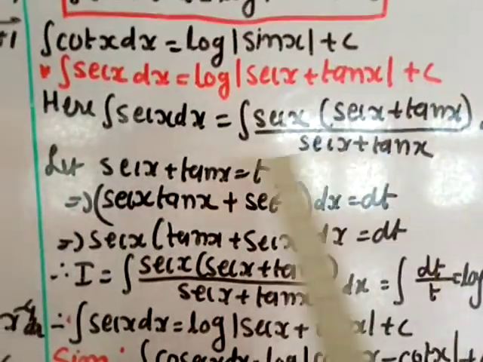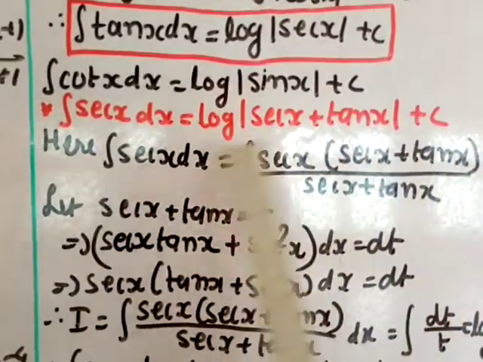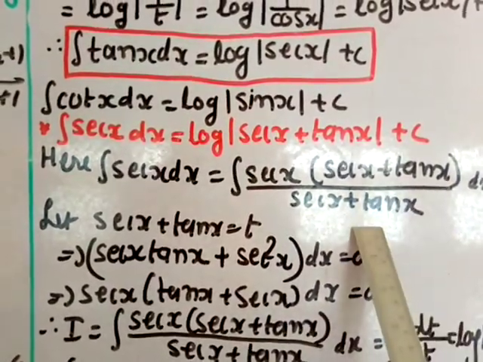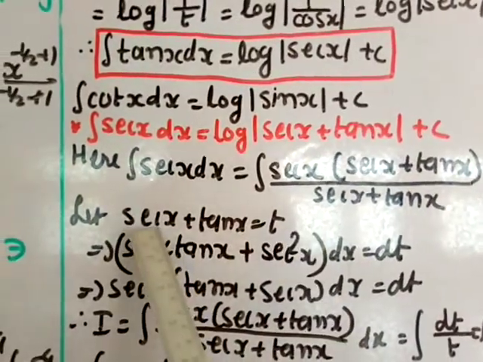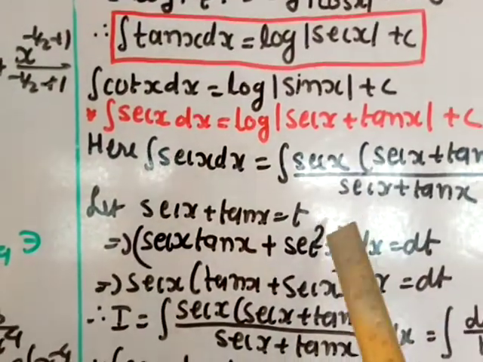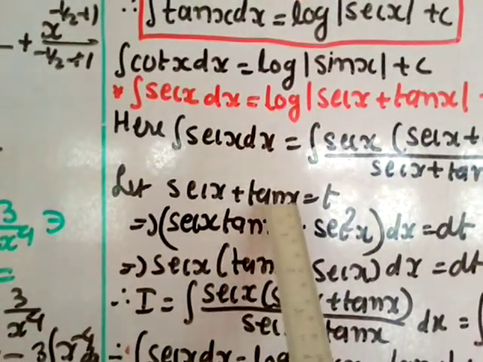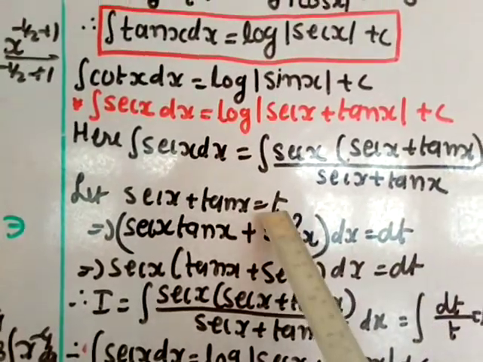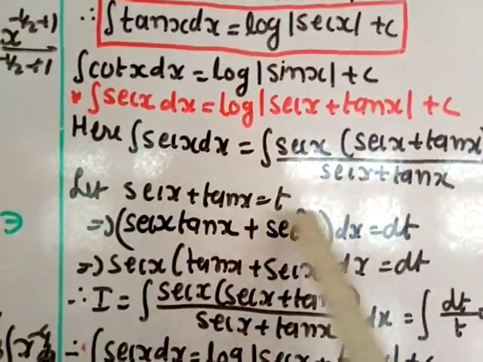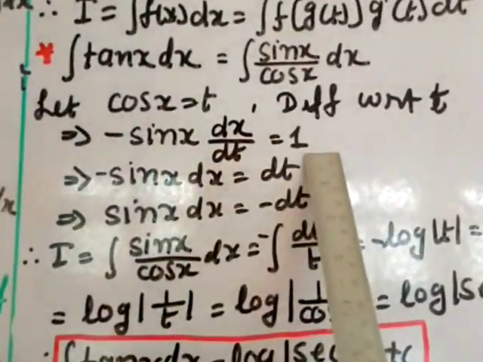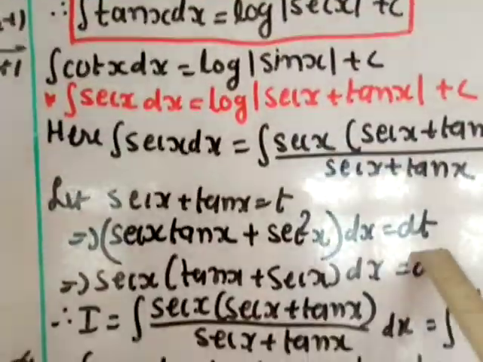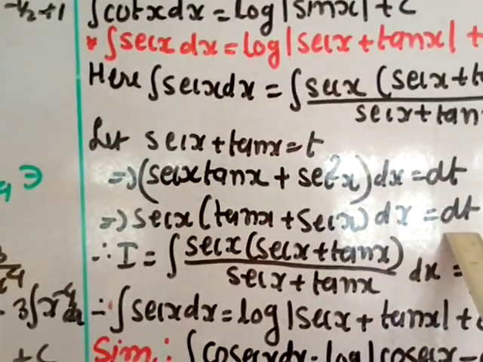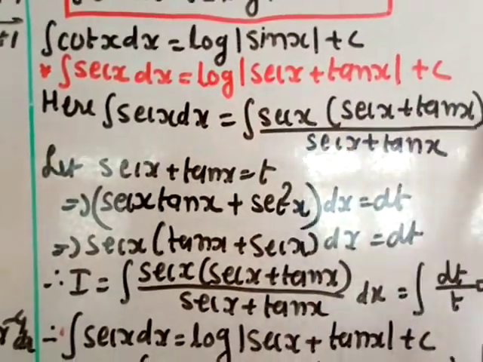I'll prove the first one. Since I have to find this answer, I'll multiply and divide by sec x plus tan x. Now I'll take this denominator as t, so sec x plus tan x equal to t. Then you have to differentiate first. The derivative of sec x is sec x into tan x, and the derivative of tan x is sec square x, into dx by dt. Transfer dt here, and the derivative of t with respect to t is 1. So it becomes dt into 1, that is dt. I'll just take sec x common, so here remains tan x plus sec x, dx equal to dt. This is what is in your numerator.